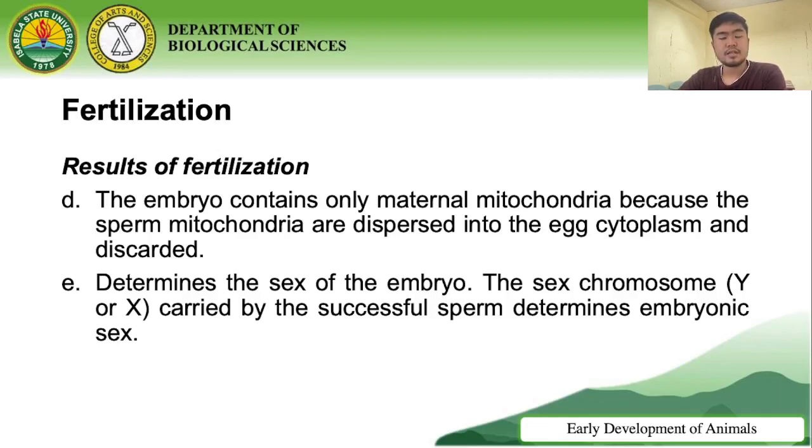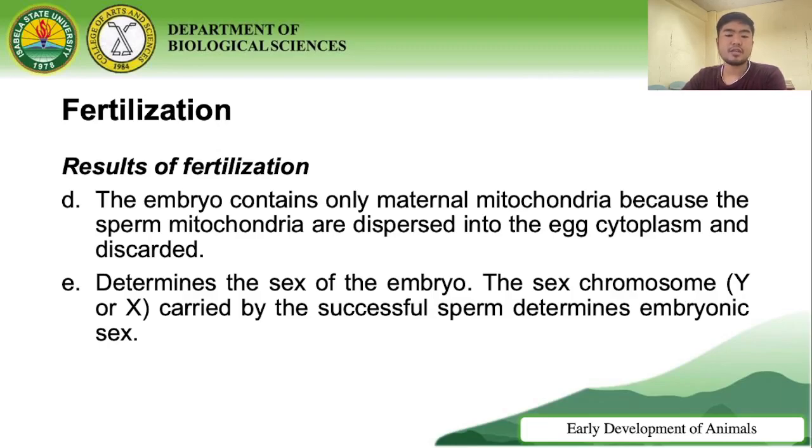So doon sa third process kanina o events, doon sa penetration ng sperm and egg, kita natin nag-fuse yung membrane ng sperm sa membrane ng egg, ng oocyte. Okay? Yung tail and yung cytoplasm. At the end, ay discard din or nag-degenerate din yung tail. So nawala yung mitochondria ng sperm cell. Okay, and last, it determines the sex of the embryo. The sex chromosome Y or X carried by the successful sperm determines the embryonic sex.